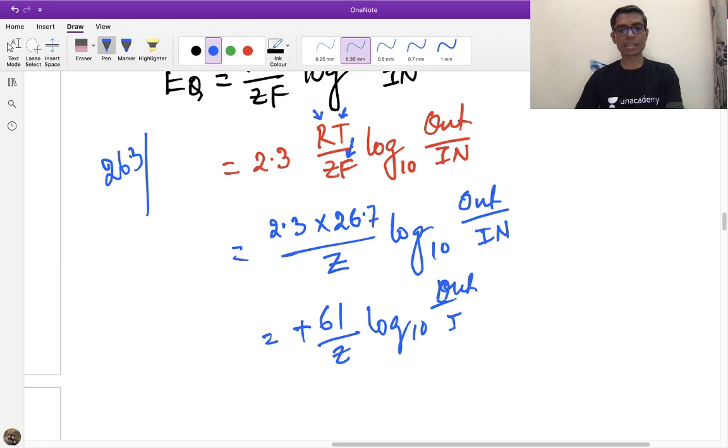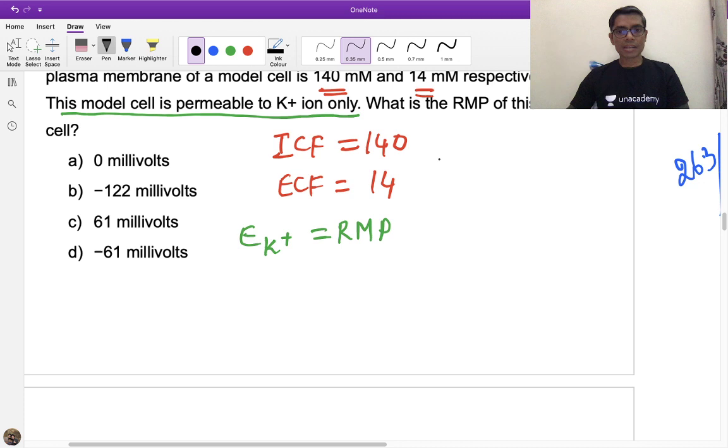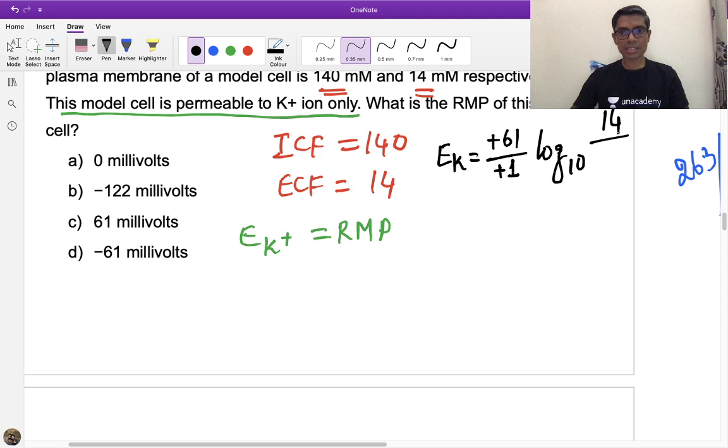So please remember this portion. This is the equilibrium potential equation, the Nernst equation: plus 61 upon Z log base 10, concentration of the ion outside over concentration of the ion inside. Now coming to this situation, the equilibrium potential of potassium here will be plus 61 upon the valency of potassium, which is plus 1 obviously. Here, in log base 10, the outside concentration is 14 and the inside concentration is 140. So 14 upon 140 is 1 upon 10, and log base 10 of 1 upon 10 is minus 1. That's why the final answer will be minus 61 in this case.